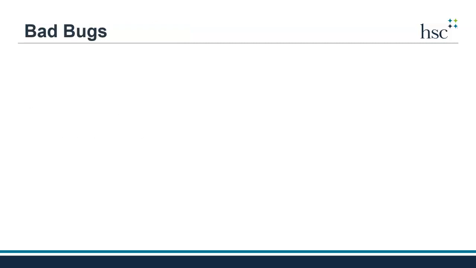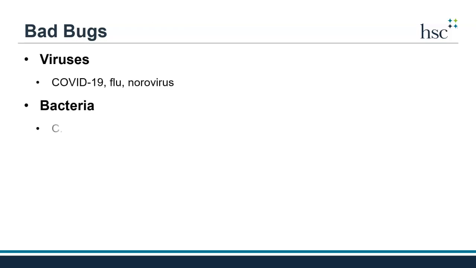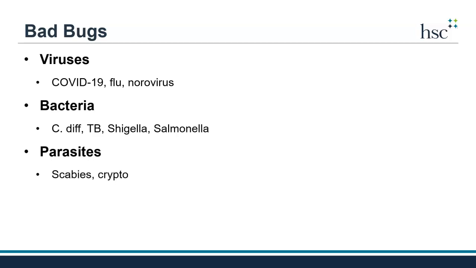There are 4 main types of germs or microorganisms that can cause infections: viruses, bacteria, parasites, and fungi. Below each type, some examples of these bad bugs are provided, and you can learn more about them in the information sheets provided with this lesson.